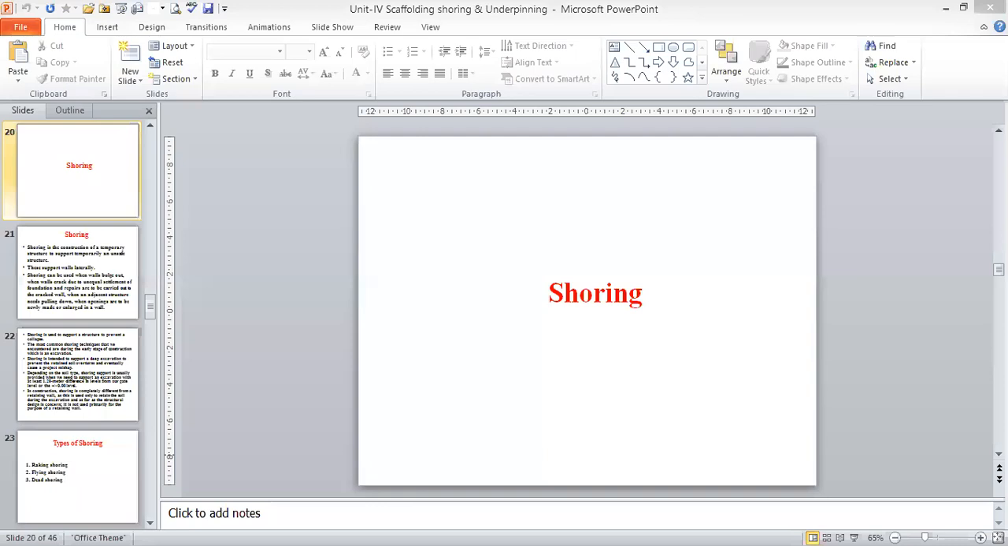Today's class we are going to be starting with shoring. Before we start with shoring, we'll go through a very brief review of what we discussed in the last class. Then I will start with shoring, what the purpose of shoring is, and what the different types of shoring used in construction are.